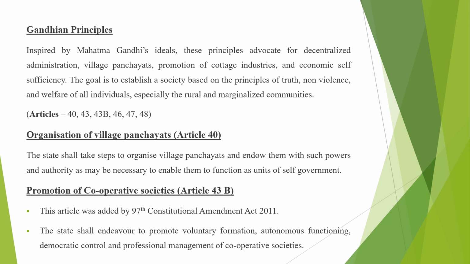Now Article 43B. Article 43B talks about promotion of cooperative societies. This article was added by the 97th Constitutional Amendment Act, 2011. This article says that the state shall endeavor to promote voluntary formation, autonomous functioning, democratic control and professional management of cooperative societies. Before simplifying this statement, you must know what exactly a cooperative society is.